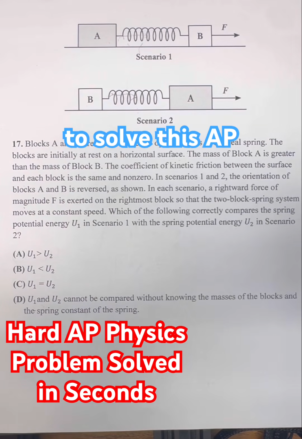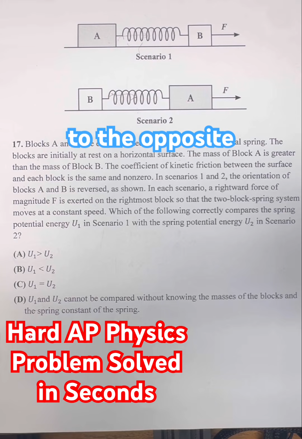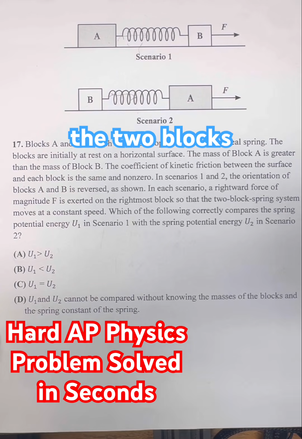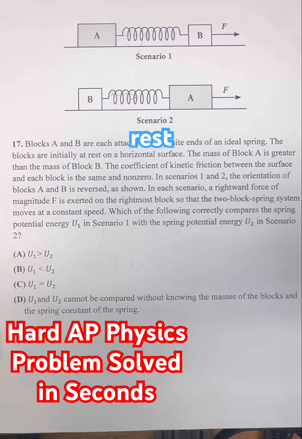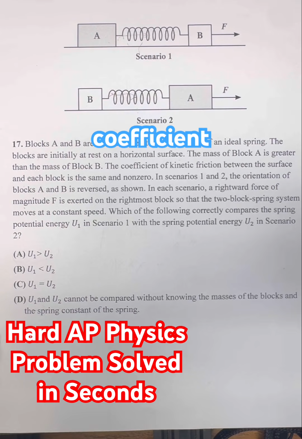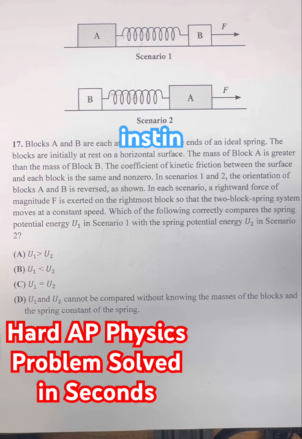How to solve this AP Physics problem quickly. Blocks A and B are each attached to the opposite ends of an ideal spring. Initially, the two blocks sit at rest, and a force F is applied in both scenarios. We know that the coefficient of kinetic friction is the same. Which of the following correctly compares the potential energy of the spring in scenario 1 with that in scenario 2?